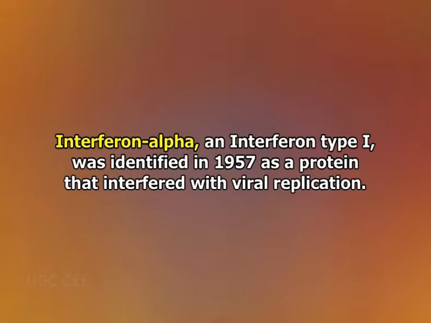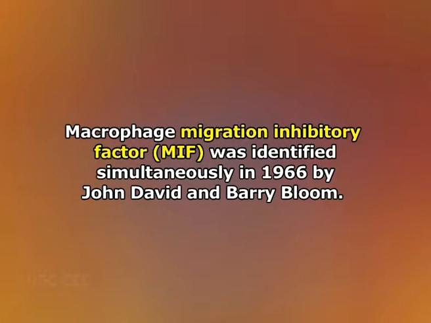Interferon alpha, or interferon type 1, was identified in the year 1957 as a protein that interfered with viral replication. The activity of interferon gamma, the sole member of the interferon type 2 class, was described in 1965. This was the first identified lymphocyte-derived mediator. Macrophage migration inhibitory factor, abbreviated as MIF, was identified simultaneously in 1966 by John David and Barry Bloom.